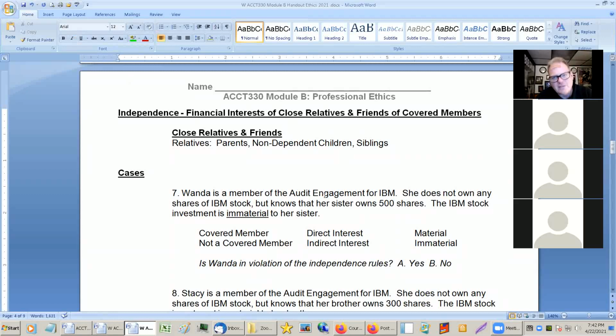Unless your best friend just calls them. But why do they use friends? Why don't they just say relatives? Yeah. So these are not covered members, but they do have some rules. Okay, so close relatives and friends, these are usually the ones they show.